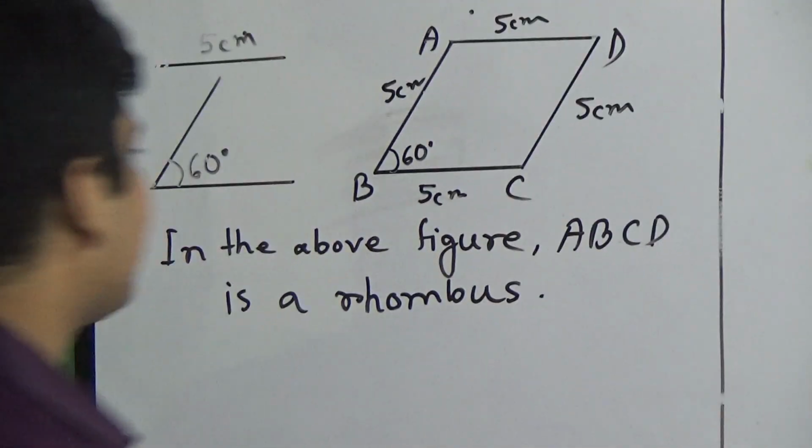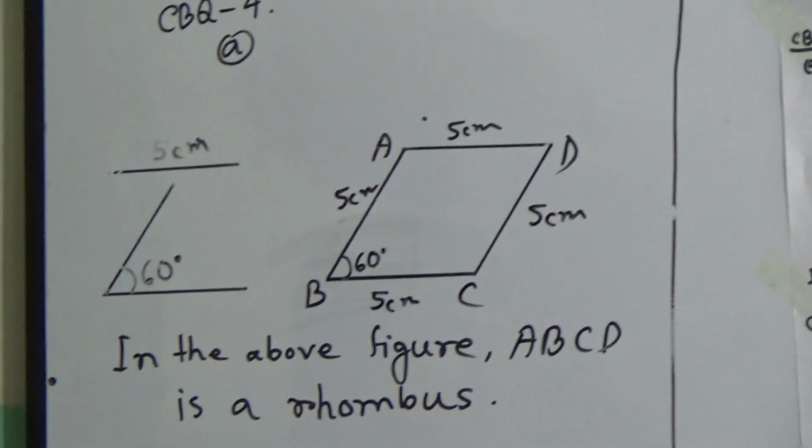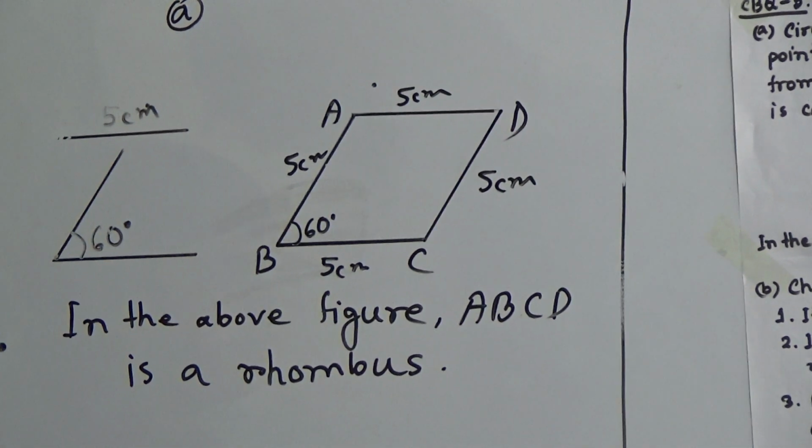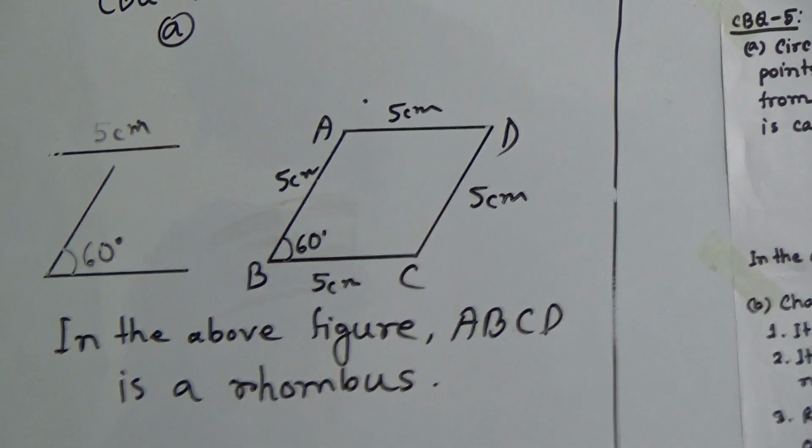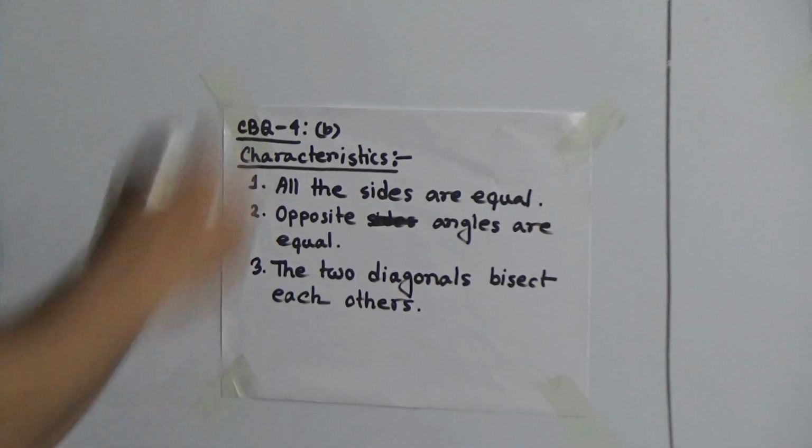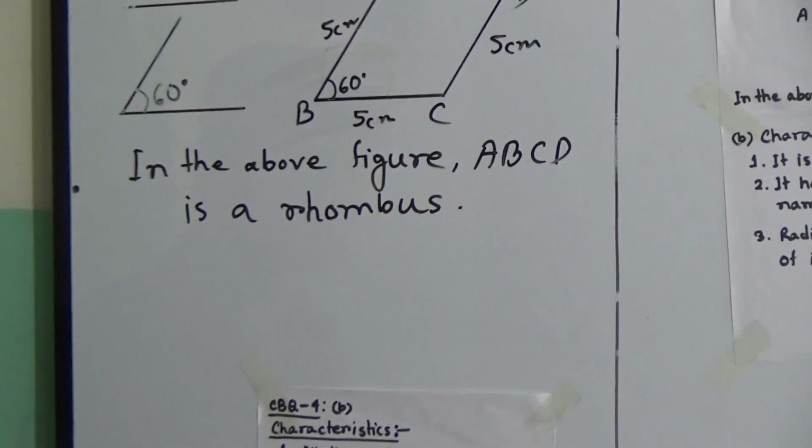Okay, this is a rhombus. Now question number B: write down the characteristics of a rhombus. We have already learned this in our half yearly exam. We read this again. Characteristics of a rhombus: all sides are equal. That means 5 centimeter, 5 centimeter, 5 centimeter, 5 centimeter. That means all sides are equal.